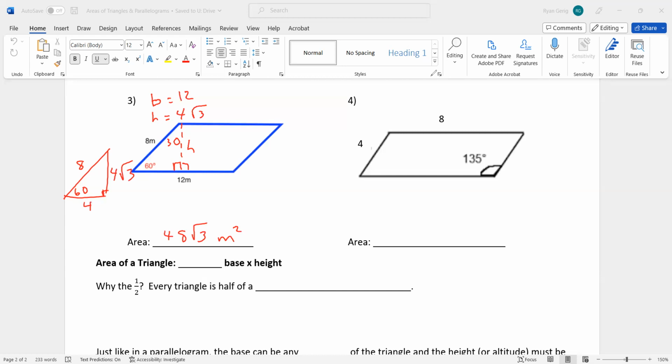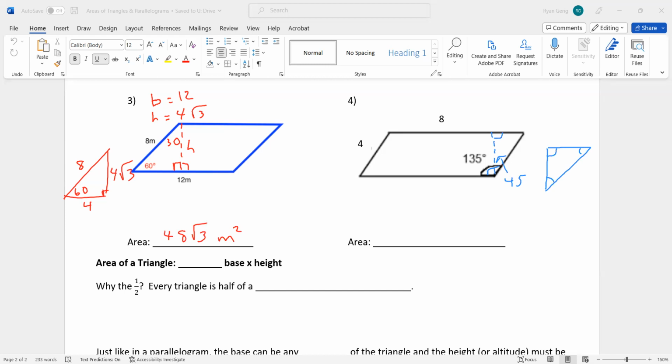Next one, I got a 135-degree angle. I've got 8 and 4, very similar. I got two bases. I don't really have a special right triangle with 135, but watch what happens here. I'm going to draw that to be a right angle and a right angle here. 135 degrees, and I have 90 right there. What's left on this angle is 45. 135 minus 90 is 45. So now I've got a 45, 45, 90 triangle. I know it doesn't look like it, but it is.